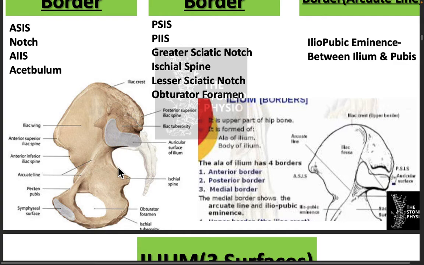Then we have got this big notch that is called the greater sciatic notch. Then the ischial spine, then a lesser sciatic notch, and then it ends up on the obturator foramen. So this foramen is called the obturator foramen. We will be talking about the structures which pass through the obturator foramen. Also we will see that there are certain ligaments which are attached on the ischial spine. There are basically two ligaments.